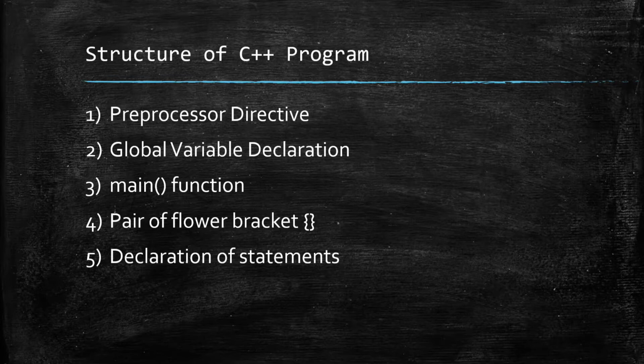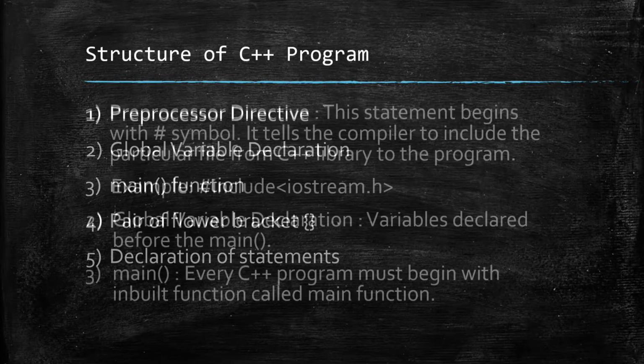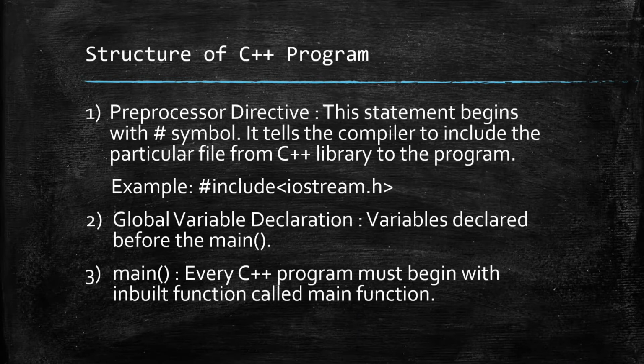So in the structure, these are the steps to be followed. Fine. So the first step is preprocessor directive. Second one is global variable declaration. Third one main function. Fourth one pair of flower brackets. Fifth one declaration of statements. Fine. Now let us learn all these in detail. Fine. So coming with our preprocessor directives.